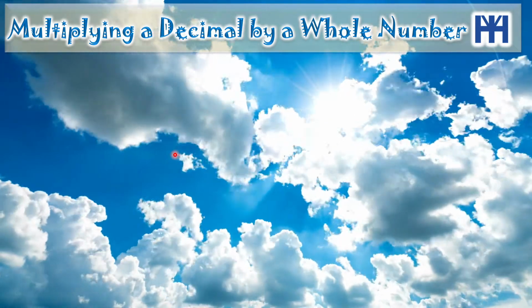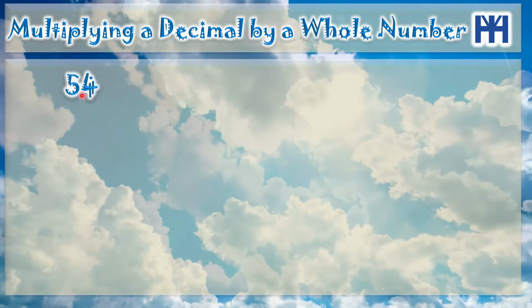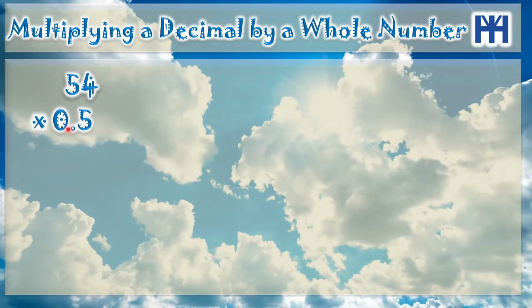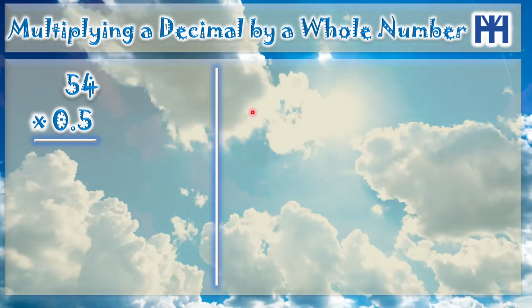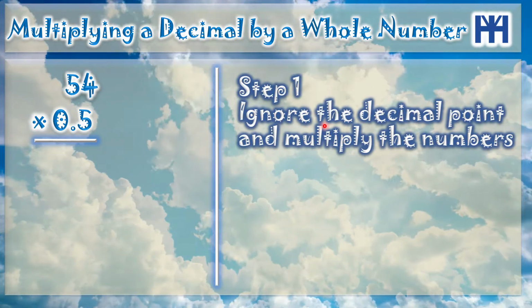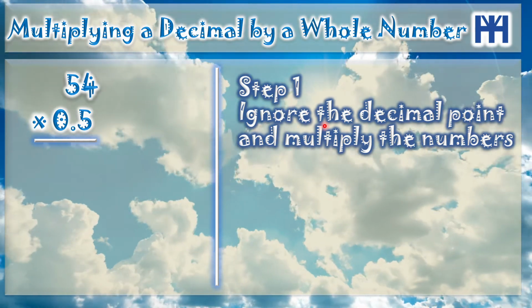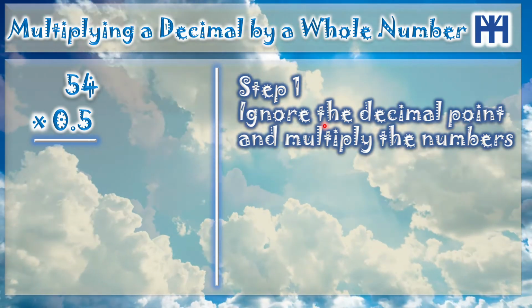Okay, now we will learn how to multiply decimals by a whole number. Let's say we have 54 multiplied by 0.5. Before we do the multiplication, I want you to remember these steps. Step 1. You will ignore the decimal point as if it's never even there, and we will multiply the numbers normally as we do.